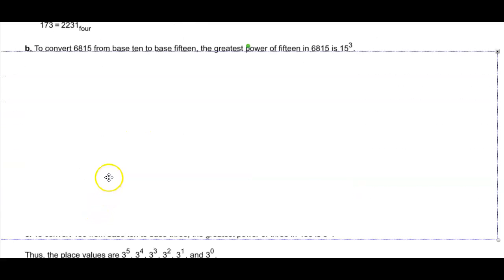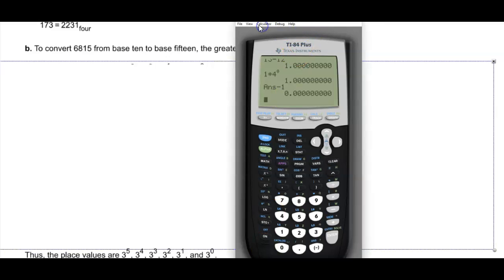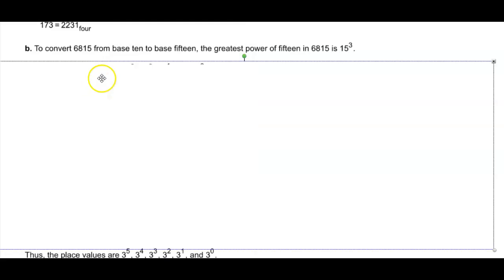Okay, now we want to convert 6,815 from base 10 to base 15. Now, the greatest power of 15 in 6,815 is 15 to the third power. So let's just verify that. If we take 15 and raise it to the third power, that gives us 3,375. If we raise 15 to the fourth power, that gives us 50,625. So therefore we need to use 15 to the third power.